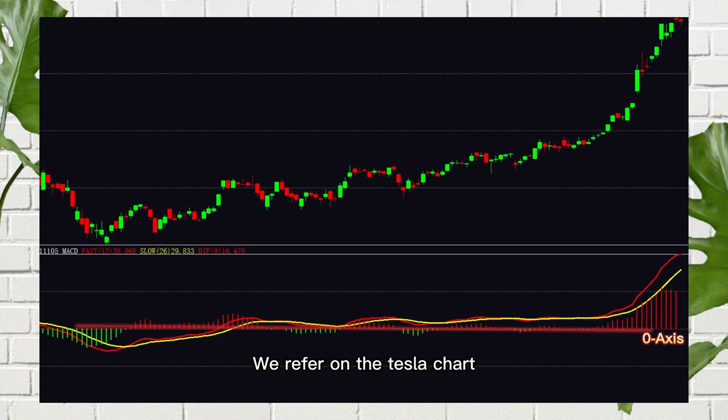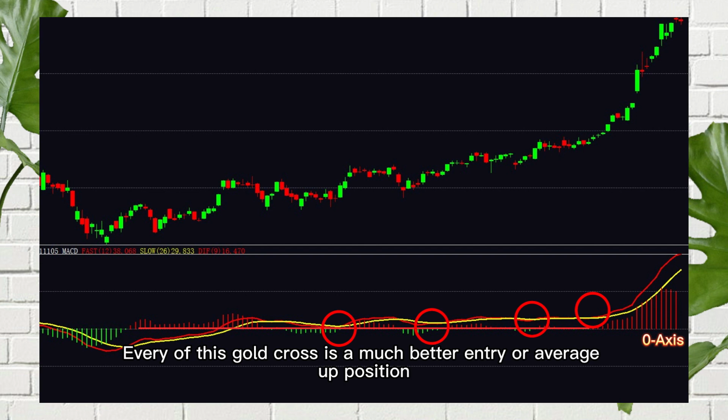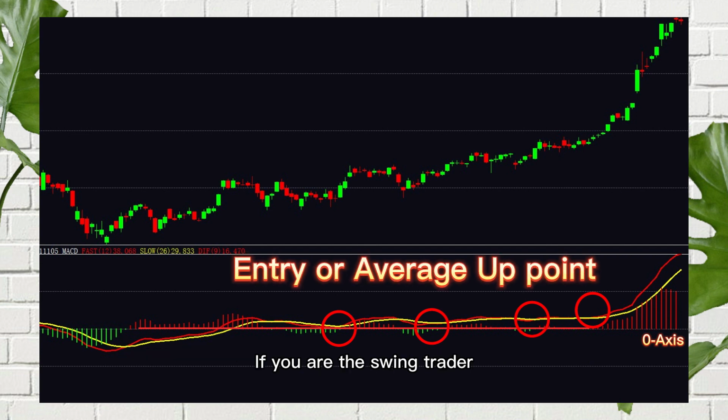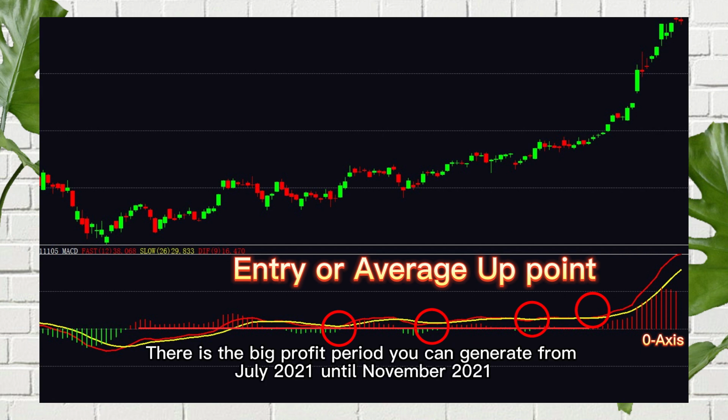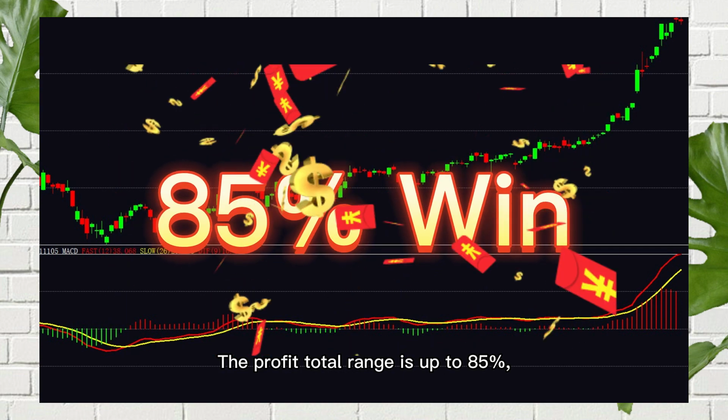We refer to the Tesla chart. There are 4 golden crosses above the zero axis. Entry at these golden crosses is a much better entry, or to average out positions. If you are a swing trader, you may enter. There is a big profit period you can generate from July 2021 until November 2021. The total profit is about 85%.